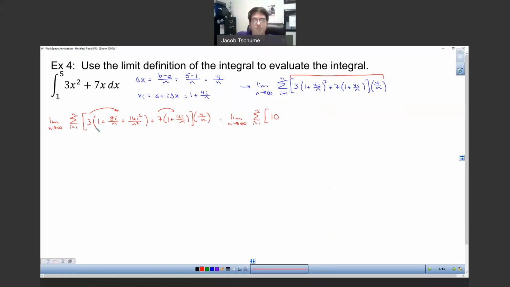Your i terms, 3 times 8 is 24, 7 times 4 is 28, so 28 and 24 is going to be 52, so it's plus 52i over n, and then you only have one i squared term, so 3 times 16 would be plus 48i squared over n squared, but keep in mind, this all still needs to be multiplied by 4 over n.